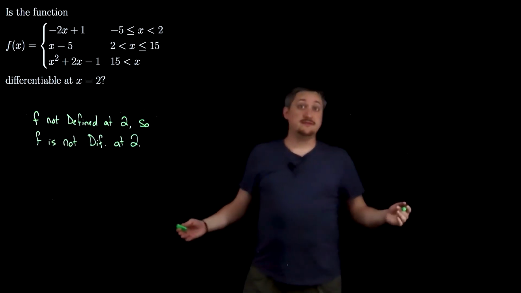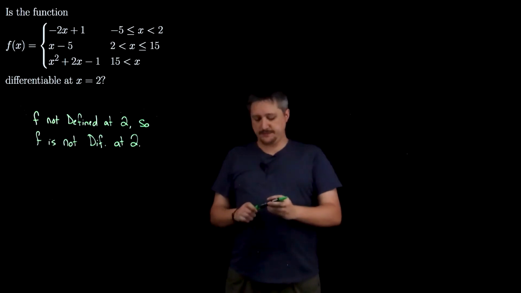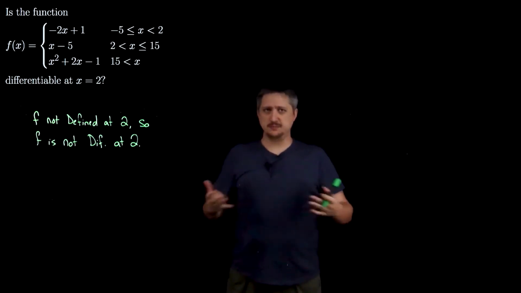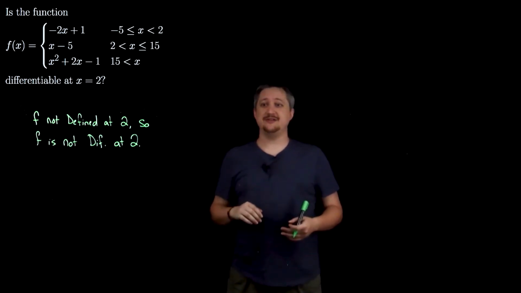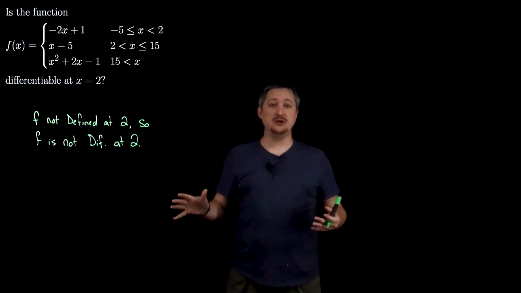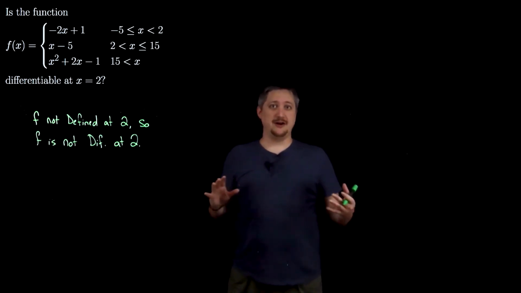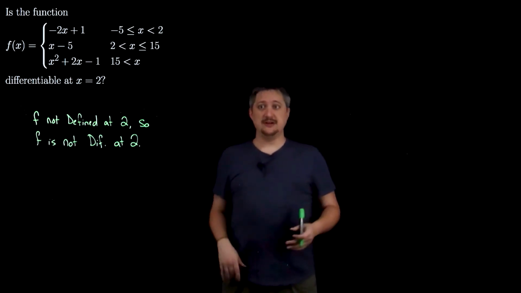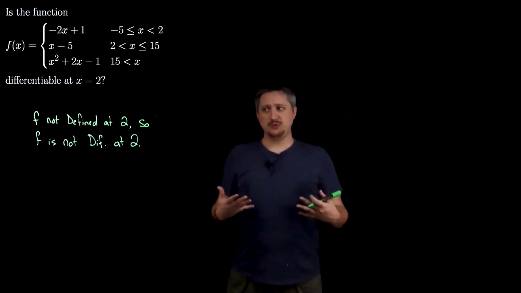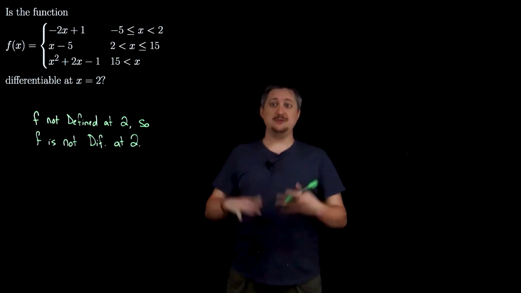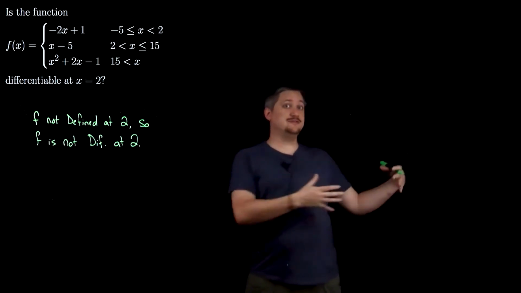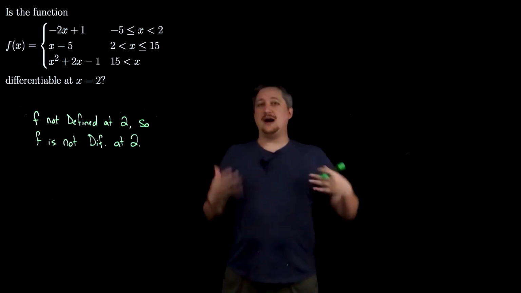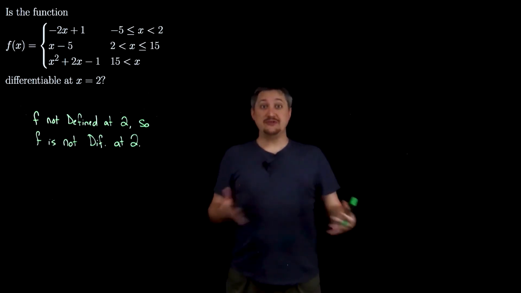Okay, so that's enough. I've already finished. But for the sake of completion, let's pretend for a second it was differentiable at 2. How would we do the left and right pieces? So assuming this is continuous, which it isn't, but if it were continuous, how would we determine the left and right derivative piece?